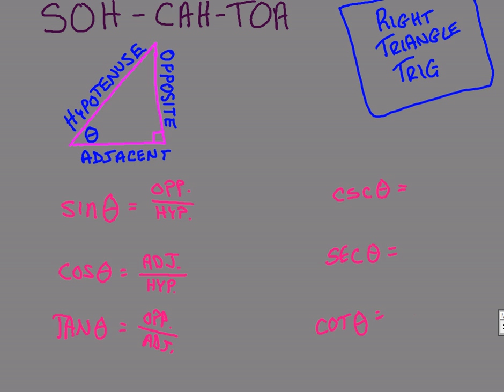Now, to get the reciprocals, the cosecant, secant, and cotangent, all you do is flip it around. The flip of sine, cosecant, is hypotenuse over opposite. Same with secant, hypotenuse over adjacent, and cotangent, adjacent over opposite. All you have to do is flip the one directly across from it.